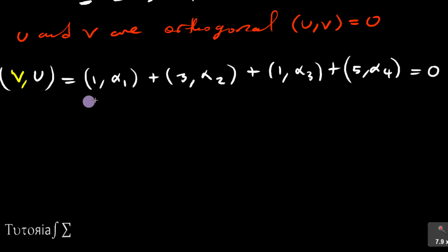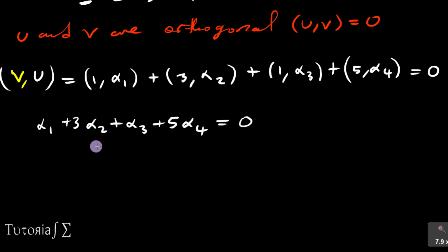Now we can simplify so that we have an equation. That is alpha 1 plus 3 alpha 2 plus alpha 3 plus 5 alpha 4, and this should be equal to 0. Now here you can make any of these the subject of the formula. For the first one, we'll make alpha 1 the subject of the formula. So let alpha 1 equal to this.